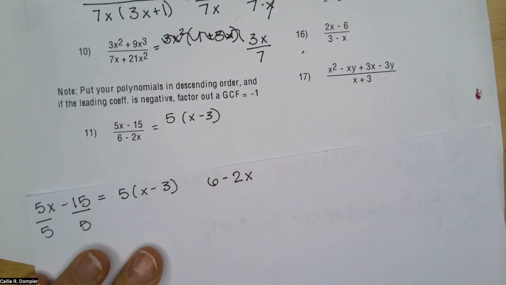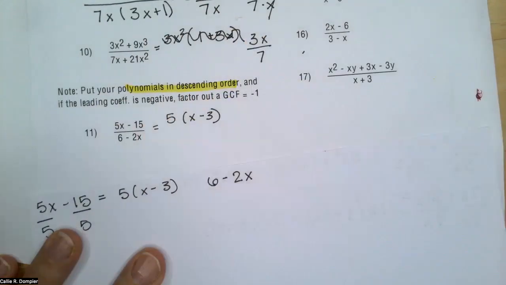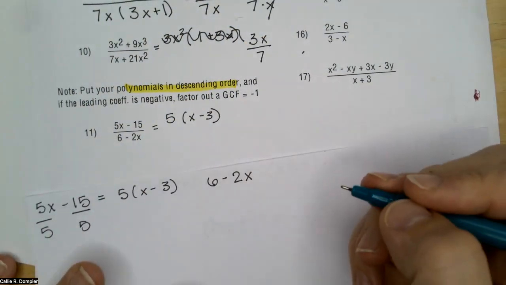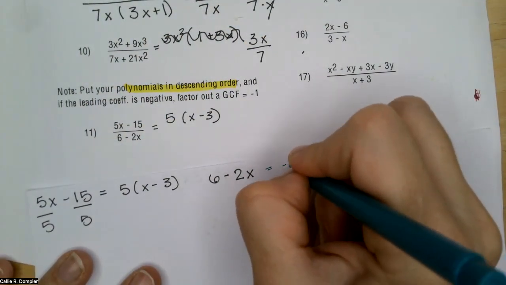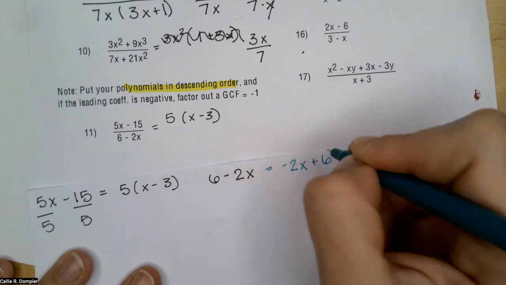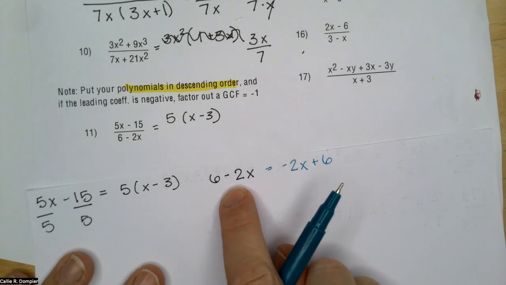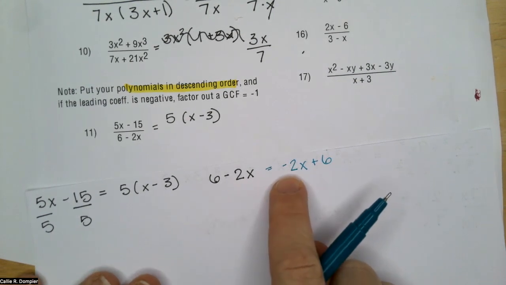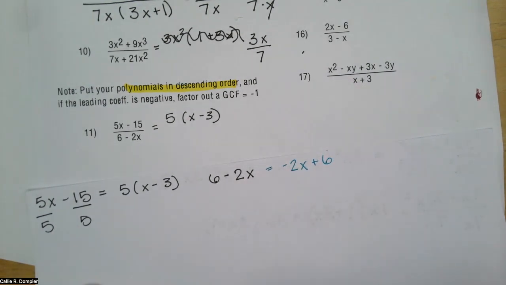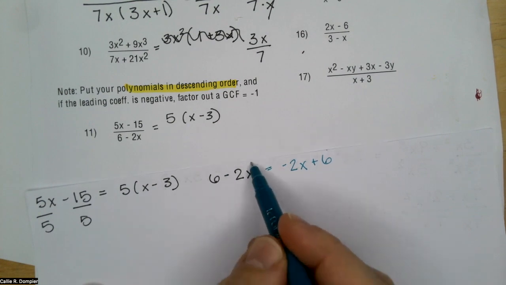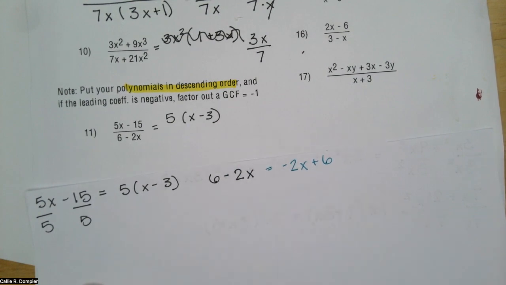And it says, put them in descending order. 6 minus 2x becomes negative 2x plus 6. Remember, I said you can switch the order, but if it's a minus 2x, you want to keep it as a negative 2x, okay? So you can switch the order, but make sure you keep the terms positive or negative, okay?